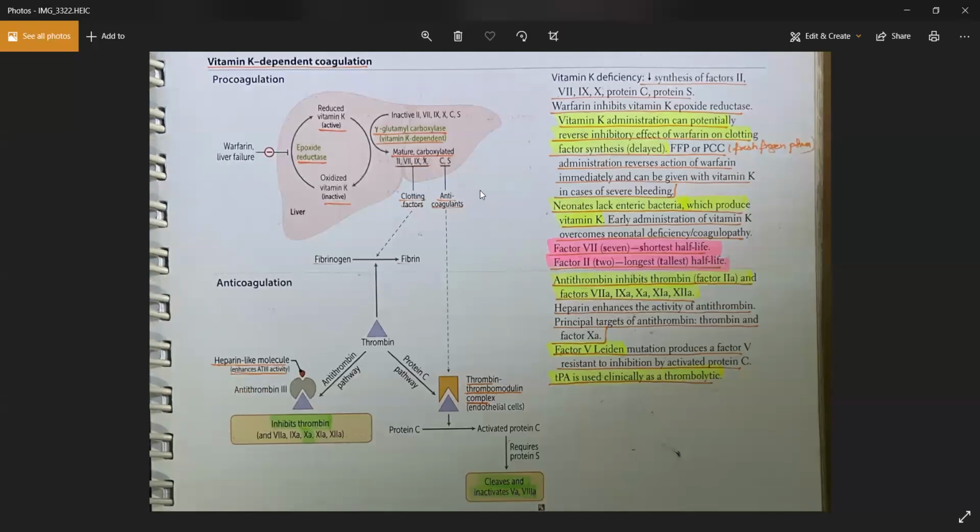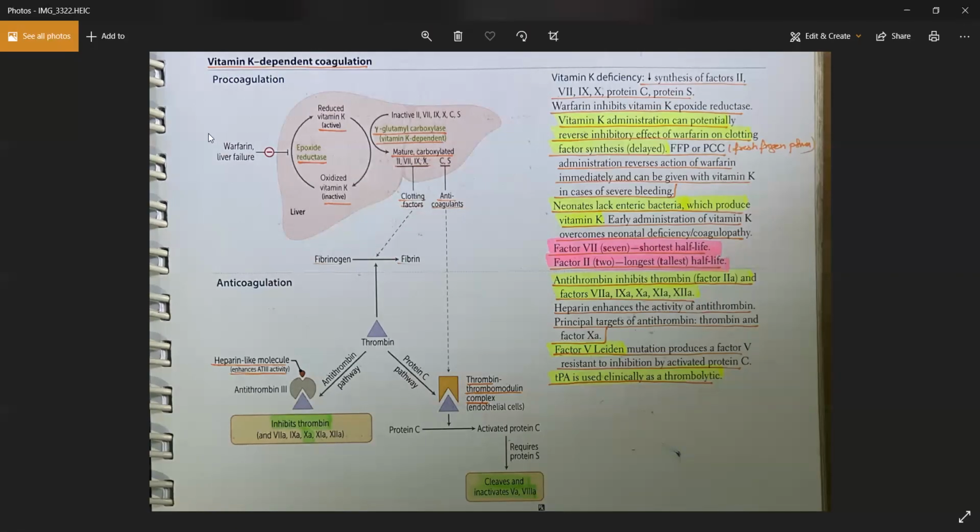Now you need to know the T half of these factors. The shortest T half is of factor 7, and the longest T half is of factor 2. After factor 7, the shortest half-life is of protein C and protein S. So what happens whenever you give the patient warfarin? Protein C and protein S will be inactivated at a much earlier stage than factor 2, factor 9 and factor 10, and as a result a transient hypercoagulable state is formed while giving warfarin.